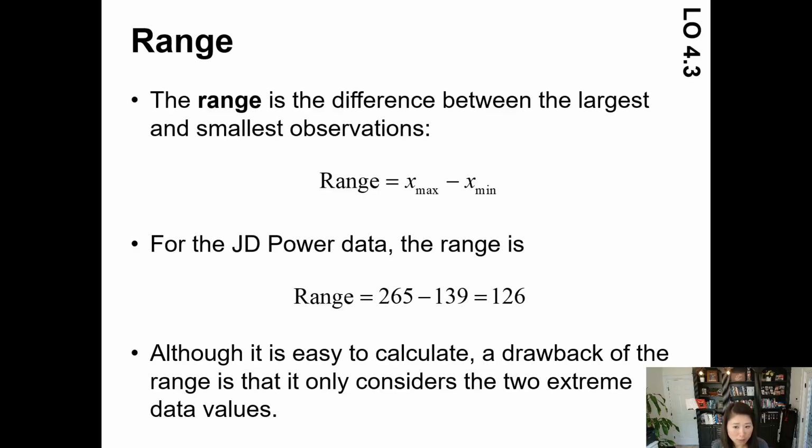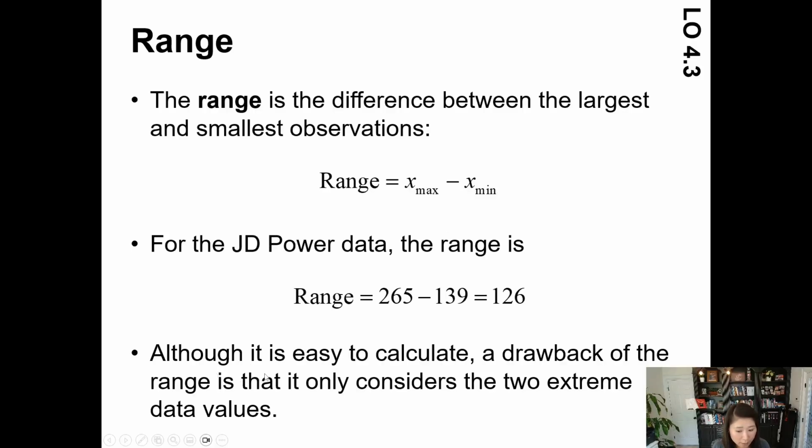Range is the easiest statistic to calculate to measure variability, because you just need to go to your data, your sample, and look for the largest value and the smallest value. The difference between those two values gives you the value called the range. So that is what this formula means: you find the largest value minus the smallest value, and that gives you the range.